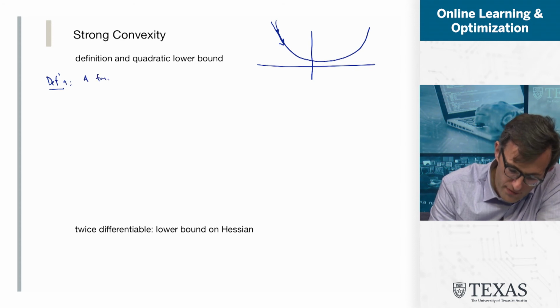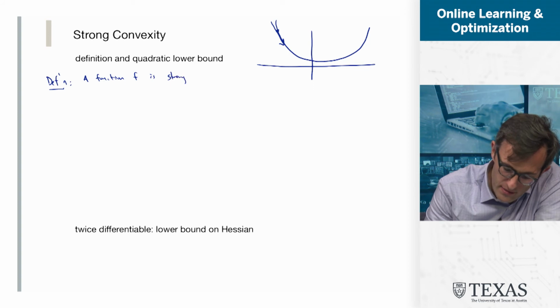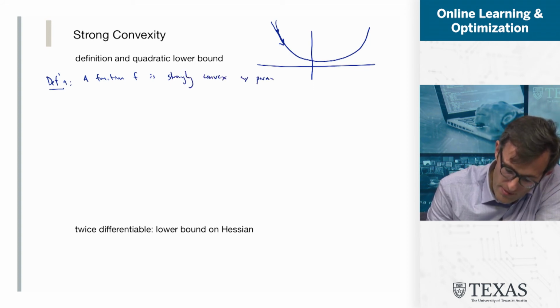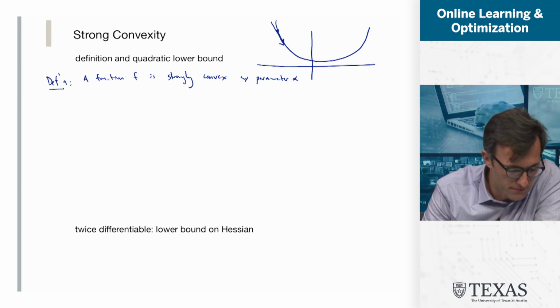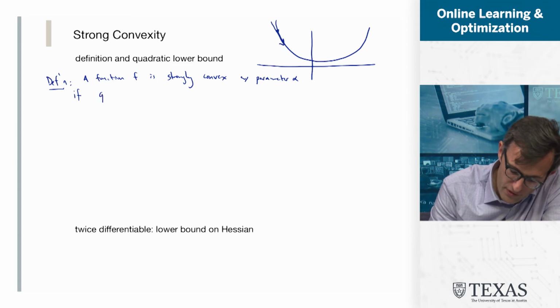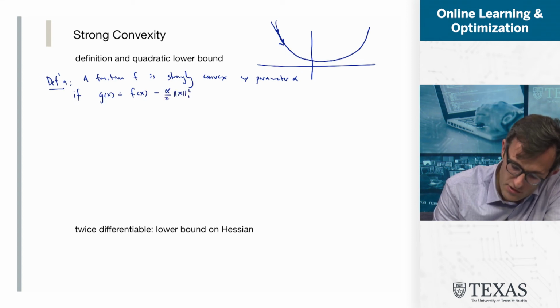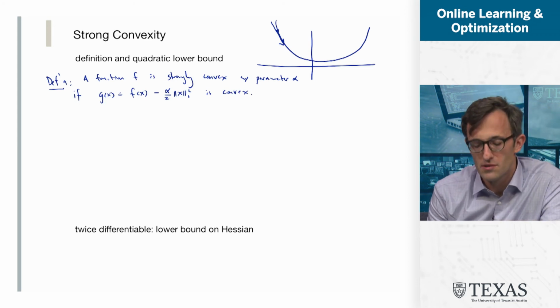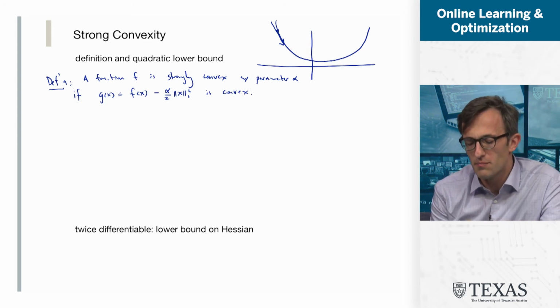A function f is called strongly convex with parameter alpha if the function g of x equal to f of x minus alpha over 2 times x squared is convex. This is the definition. Note that it's very similar, but somehow flipped from our consequence of smoothness.